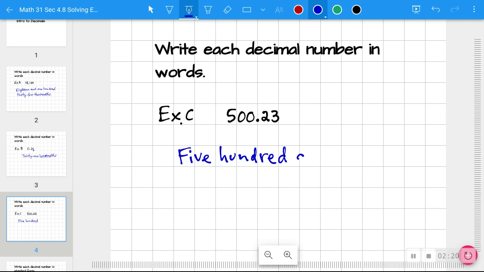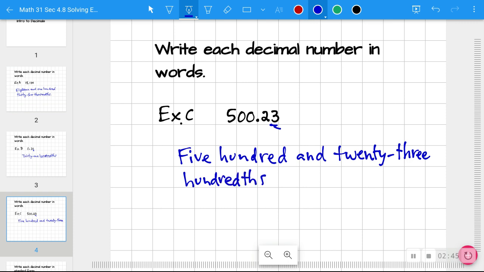500, and then "and" to indicate the decimal point. 20. Sorry, I'm having trouble here. 23, and you finish with the place value, in this case hundredths, of the last digit.